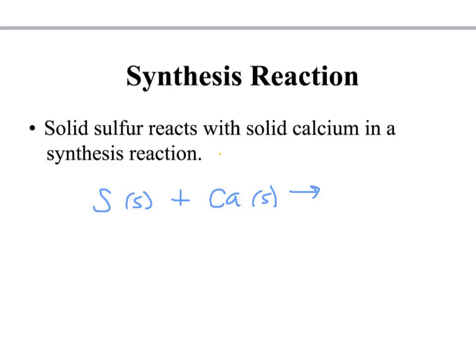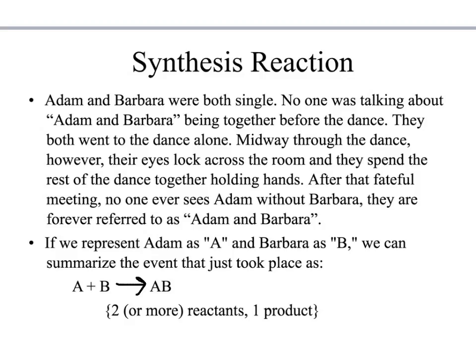So we know that calcium makes a +2 charge and sulfur makes a -2 charge. So our product would be CaS. Again, remember your rules when you're writing these reactions, and this is a solid. So a synthesis reaction, okay, just to go back to our basic equation, this is our general equation, we have A plus B, and they produce AB.